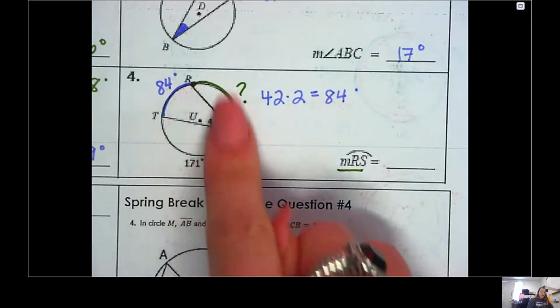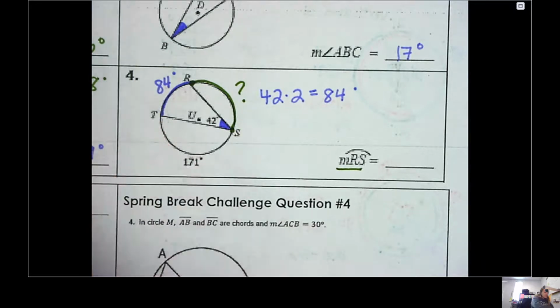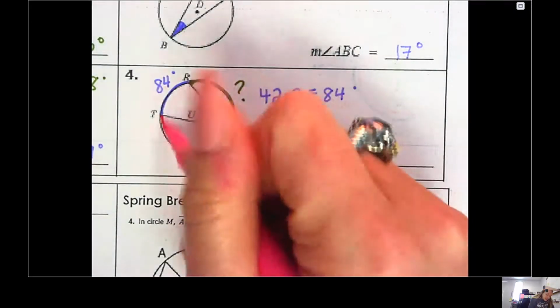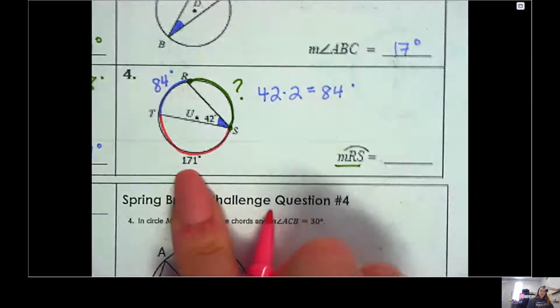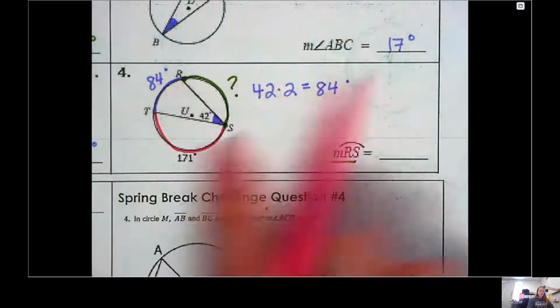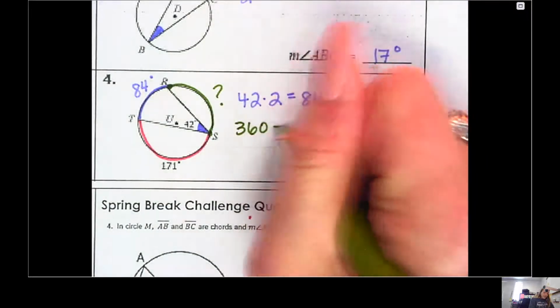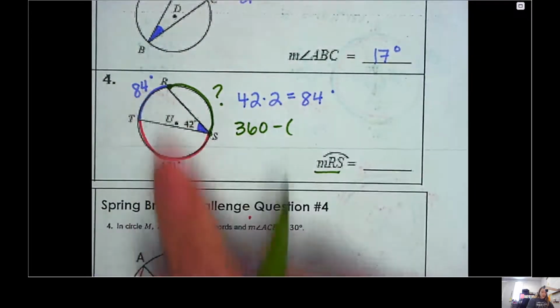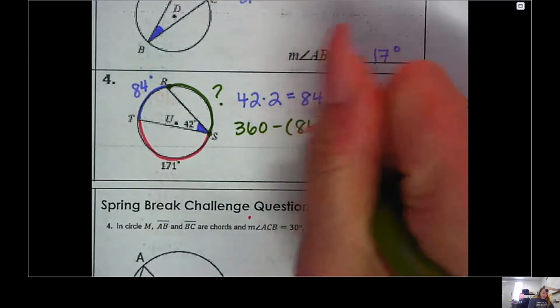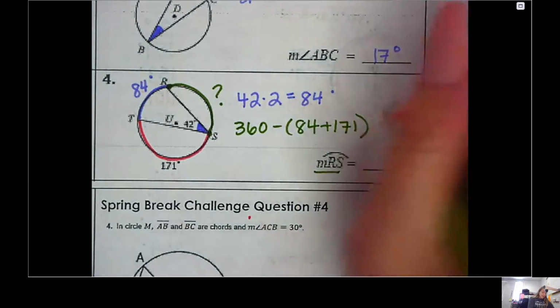Now, I know that this piece right here is 84. I'm trying to find this piece over here. I do also know that this piece of the circle down below, arc TS, is 171. So to figure out the piece that's in green, I'm going to do just like I did for the last problem. I'm going to take the whole circle, which is 360, and subtract the two pieces that I know, which are the 84 and the 171. And so when I do that, I get 105 degrees.